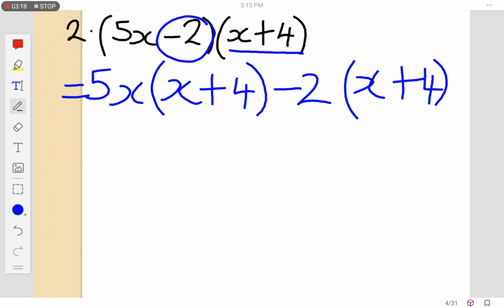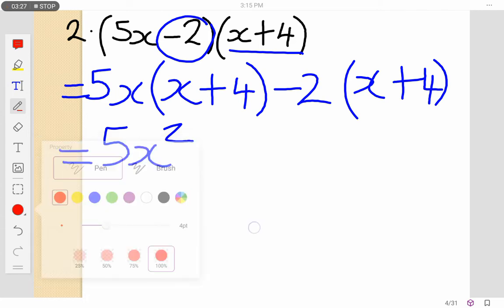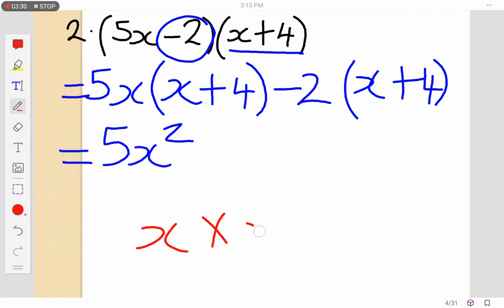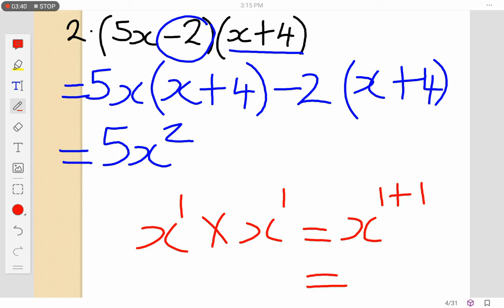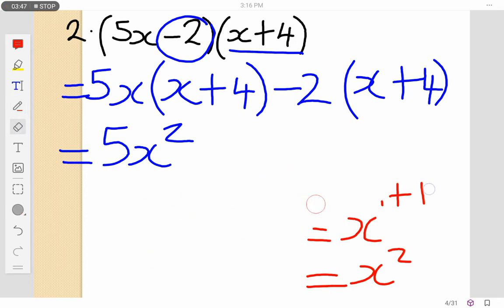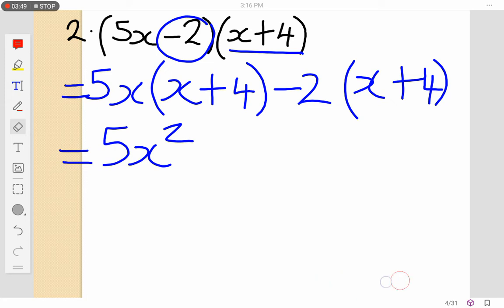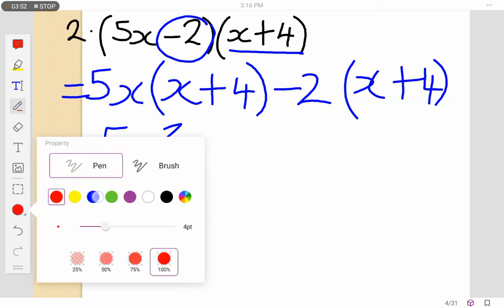Okay, like that. Now let's simplify, multiplying our 5x with x, we get 5x squared. When I have x times x there, it's like I have x to the power of 1, x to the power of 1. We get x to the power of 1 plus 1 there. So we get x squared. Okay, that's what we are basically doing. So always remember, when we have x times x or a times a, we get x squared. That's what we are basically doing here.